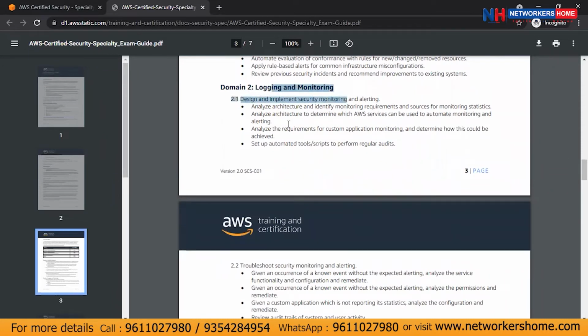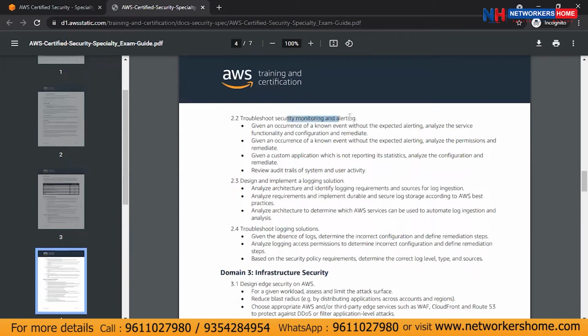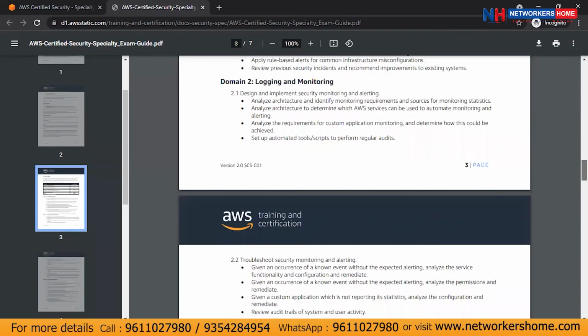Okay, so we are going to focus on how we can implement security monitoring and how we can get alerts, and troubleshooting security monitoring and alerting, designing and implementing logging solutions. Like you have an IAM user account accessing your account, or you are running a web server, or maybe running a load balancer. So you want to log everything, whatever requests hit your service, right? You have to log them. So what AWS side solution can you use? If you log the things, then you can monitor, right? Okay, that is the thing. And troubleshooting logging solutions. So that's about domain 2.